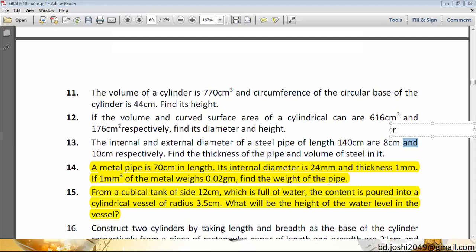Internal radius, small r, is equal to 4 and external radius, capital R, is equal to 5. If we subtract the internal radius from the external radius, 5 centimeter minus 4 centimeter, we get 1 centimeter, which is the thickness of the pipe. And to find out the volume of steel in it, we have to use the formula of volume of material in a hollow cylinder.